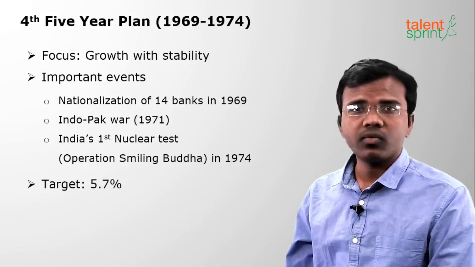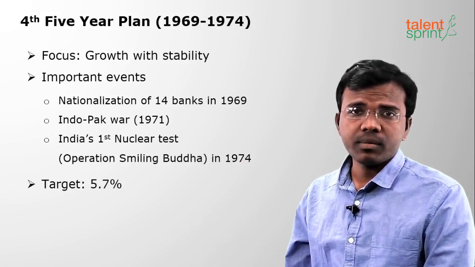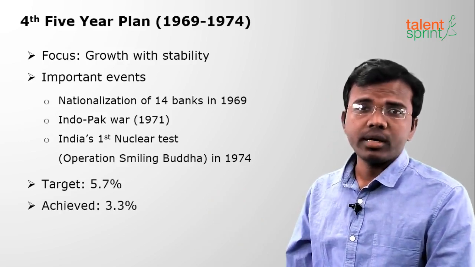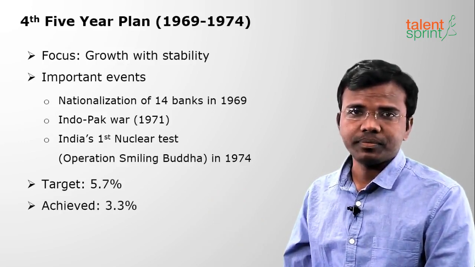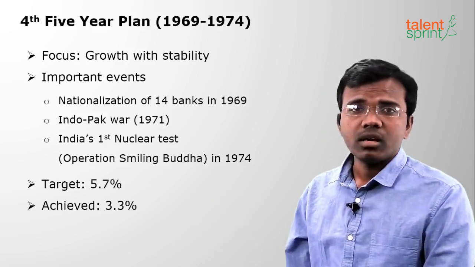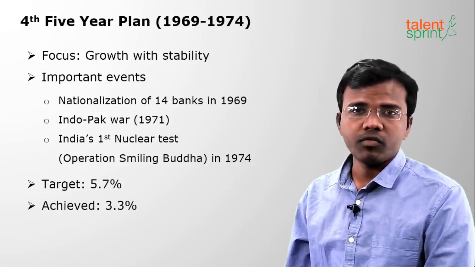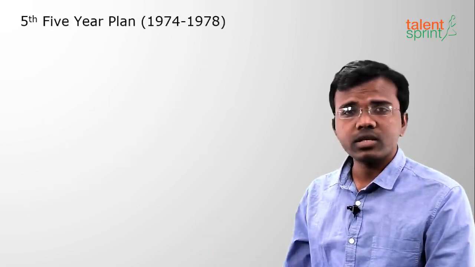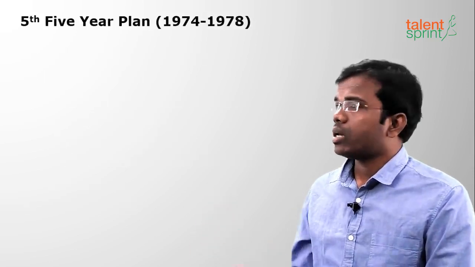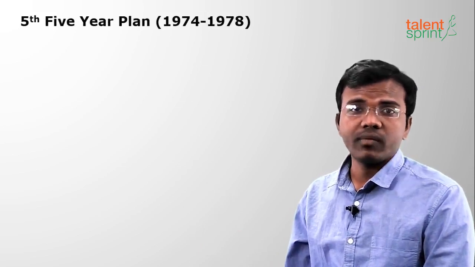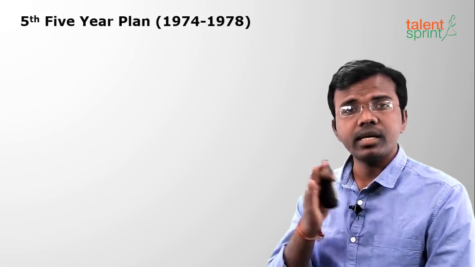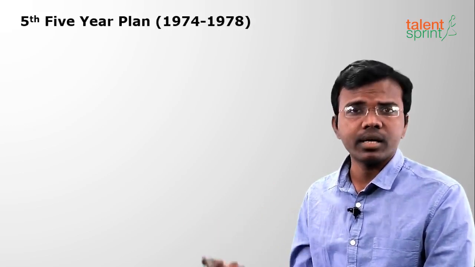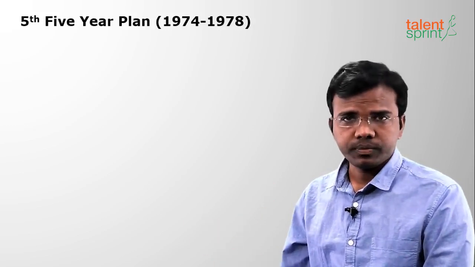The target of the fourth 5-year plan was 5.7% of GDP, and what was actually achieved was 3.3% of GDP. Hence it was a failed 5-year plan of India because of war. Okay, moving on to the next 5-year plan, from 1974 to 78, generally 1974 to 79. Why it was terminated in 78, we shall see now.